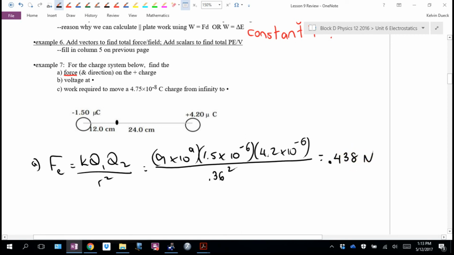newtons. Direction. I can't answer that unless they tell me which charge I'm looking at. Oh, they did. They said on the positive charge. So look at the positive charge. Which way is it going to feel a force because of that other charge? To the left, to the right, up, or down? Left. Because unlike attract.